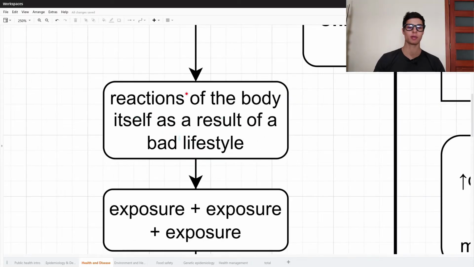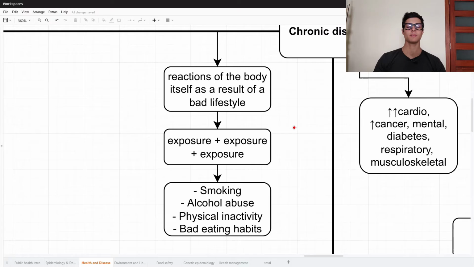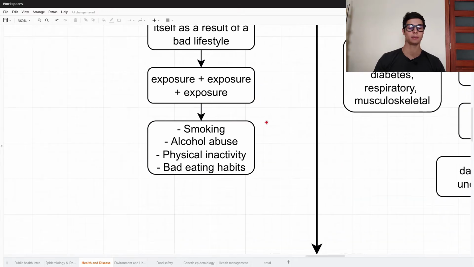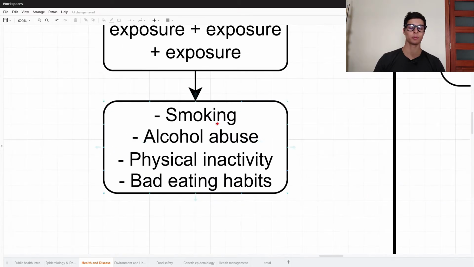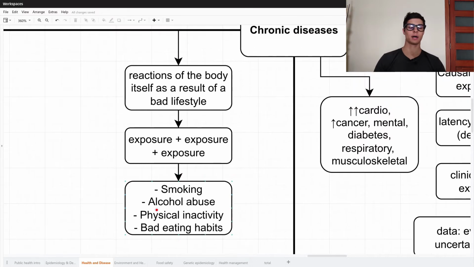Chronic diseases are reactions of the body itself as a result of a bad lifestyle. What does that mean? That means if we have exposure, overexposure from mainly one of these, we probably are going to have a chronic disease, unfortunately. So smoking, alcohol abuse, physical inactivity and bad eating habits. There are of course other factors, but these are the most important and most common ones.